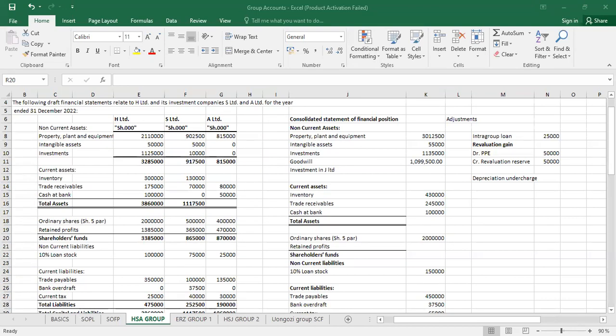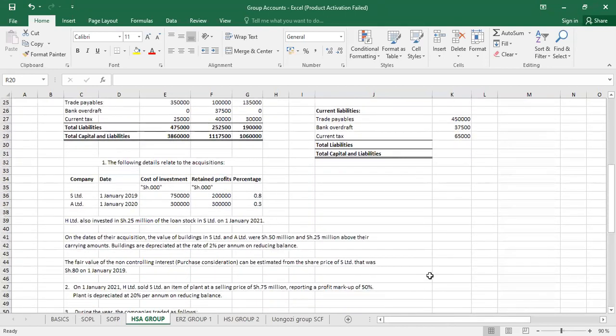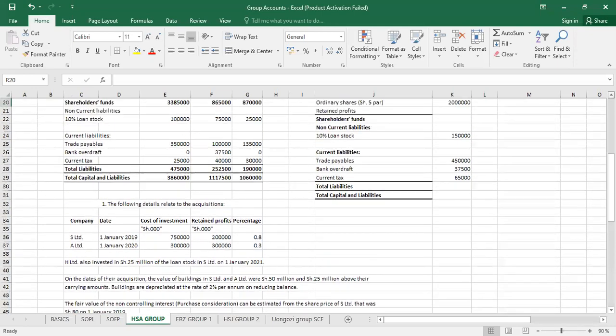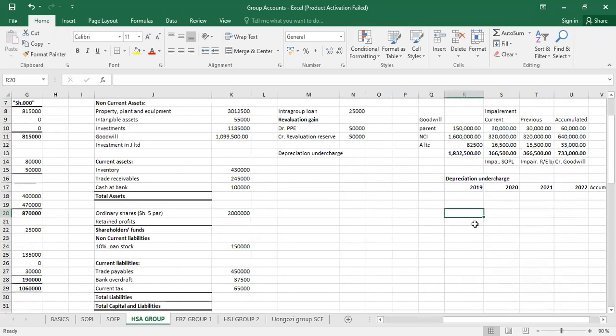So we are talking of depreciation undercharge. You are told here, buildings are depreciated at the rate of 2% per annum on reducing balance, isn't it? So we are back here. It was acquired in 2019, isn't it? So it was 50, you multiply by 0.02, times 2%, isn't it? You find it's 1,000.